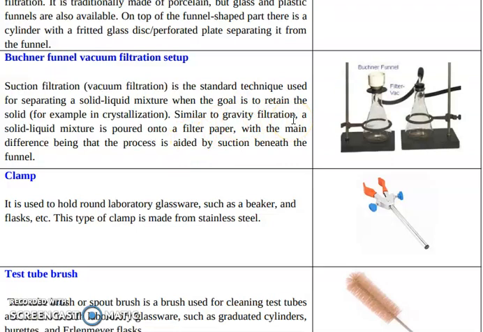Suction filtration or vacuum filtration is the standard technique used for separating a solid-liquid mixture when the goal is to retain the solid, for example, in crystallization. Similar to gravity filtration, a solid-liquid mixture is poured onto a filter paper, with the main difference being that the process is aided by suction beneath the funnel. Look at this picture.